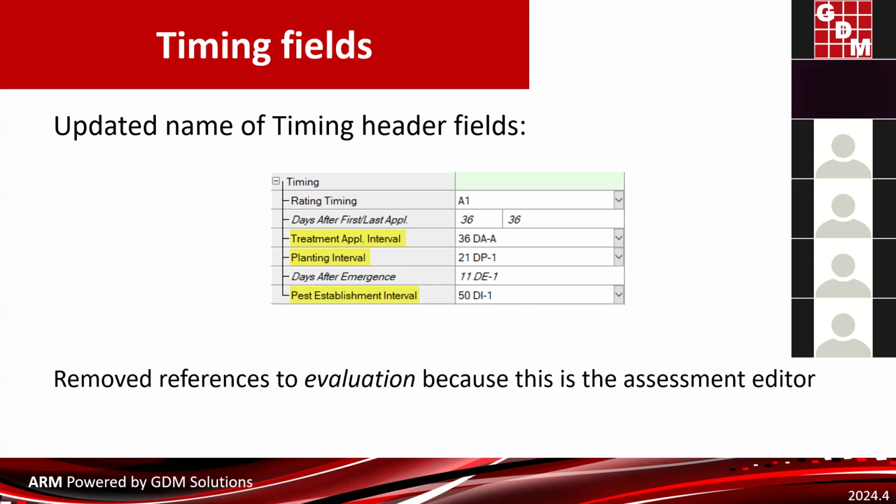We thought, well, that's somewhat redundant. Here we are on the assessment editor. We know that it's the evaluation. Let's clarify that a little bit. So we got rid of the reference to evaluation and just explained, which gives us a little more space to be more verbal. It's the treatment application interval: the interval between the assessment and the application, or the planting date, or the pest establishment date, things like that. So no new functionality, nothing has changed other than the label, hopefully more clear, especially for newcomers.